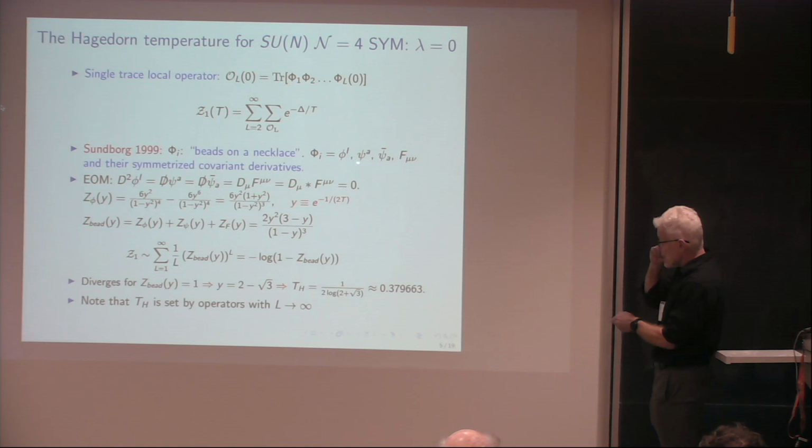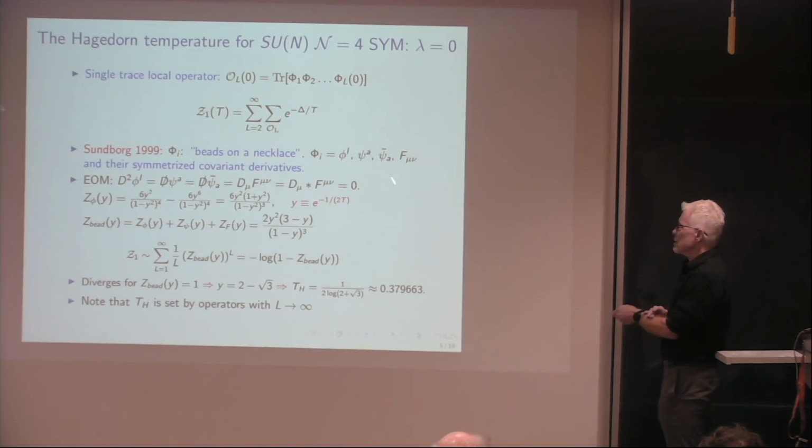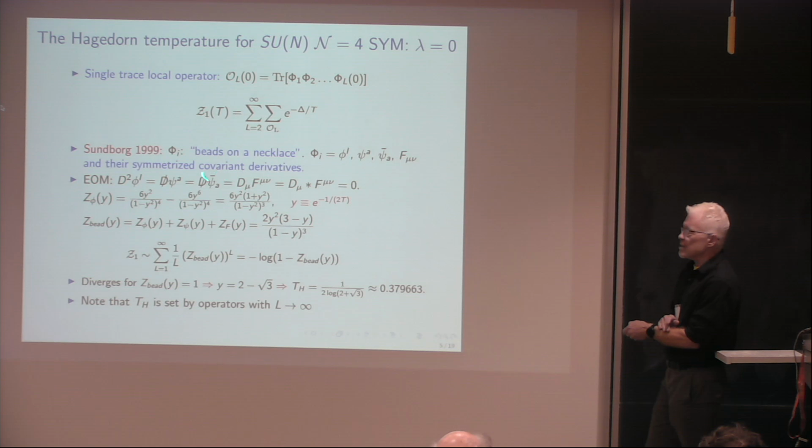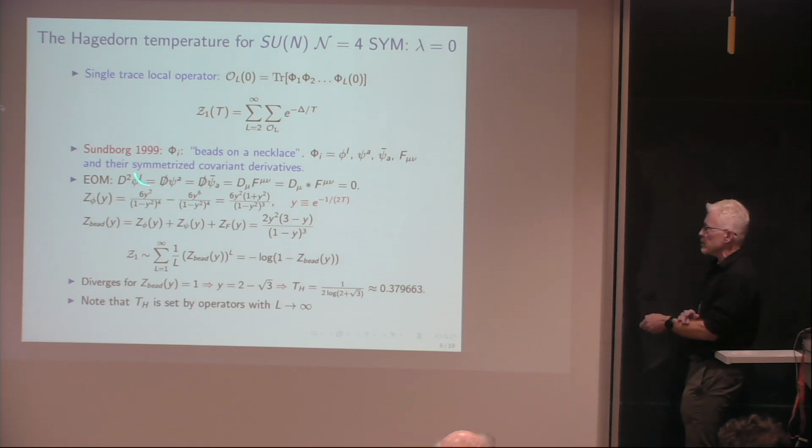And so we have basically 3 different types of fields. We have the scalar fields here, phi I, where I runs from 1 to 6. We have these fermionic fields, and we have field strengths. And we can also have symmetrized covariant derivatives acting on this. So it's basically, again, just a counting problem. And so we have to also take into account the equations of motion, namely that if we take D squared on the phi I's, we get 0, and we have similar equations for all the other fields.